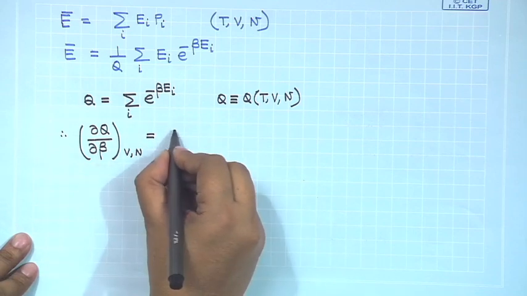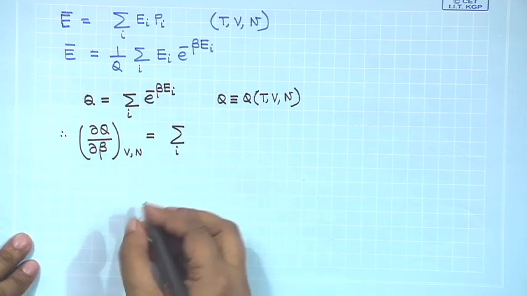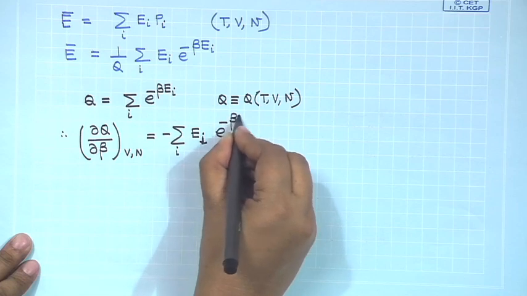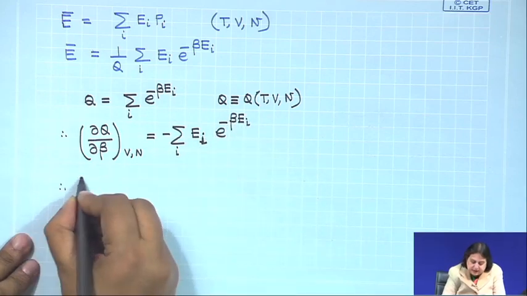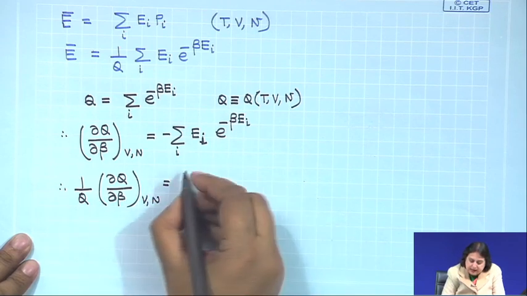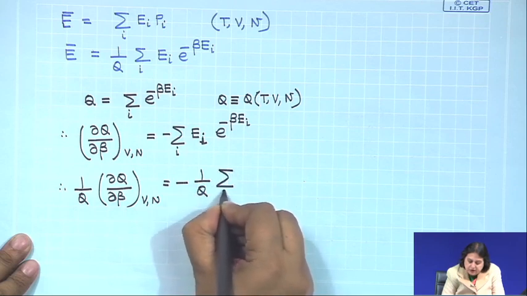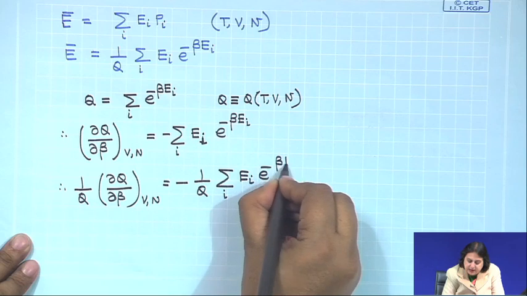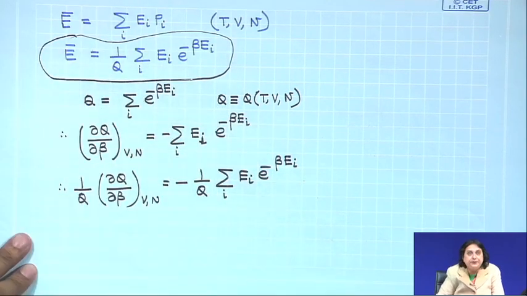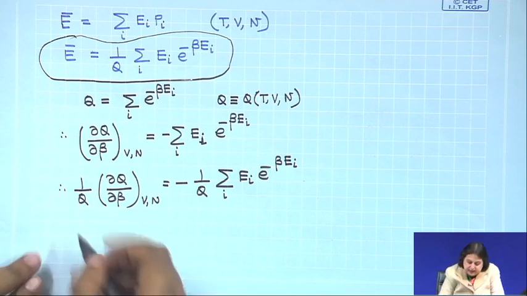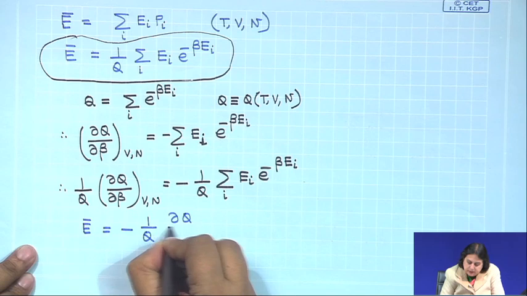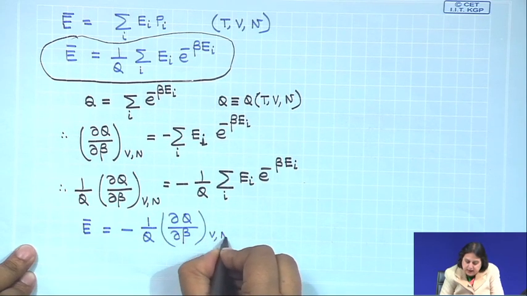Now, very simple mathematical treatment tells you that you can do this derivative within the summation, and what you will be left with on the right hand side is Ei e to the power of minus beta Ei. Now, I divide both sides by capital Q, giving me minus 1 by Q summation over i Ei e to the power of minus beta Ei. Now, does this look familiar? Of course, this is nothing but the expression that I have written down here. And therefore, I should be able to say that E bar is equal to minus 1 by Q del Q del beta, keeping volume and number of particles constant.